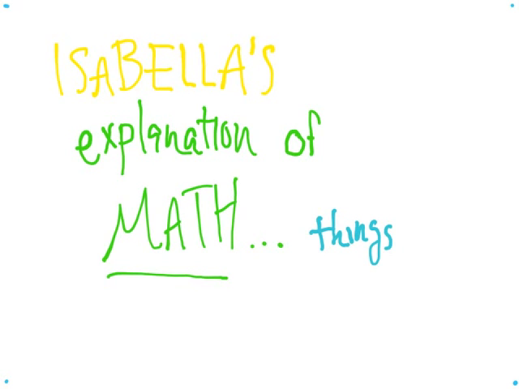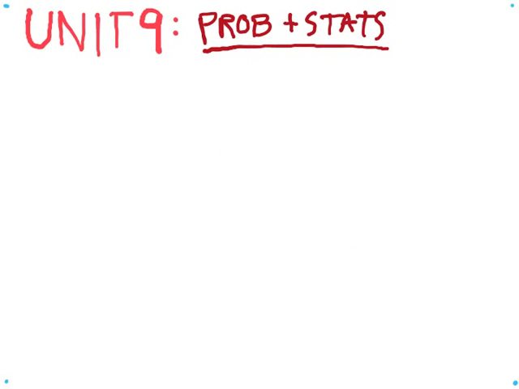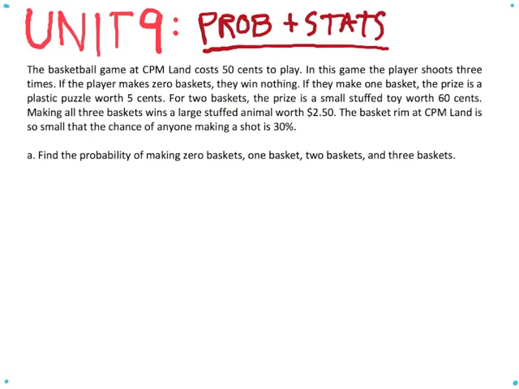Today's problem will be from Unit 9, Probability and Statistics. The question reads as follows. The basketball game at CPM Land costs 50 cents to play. In this game, the player shoots 3 times.